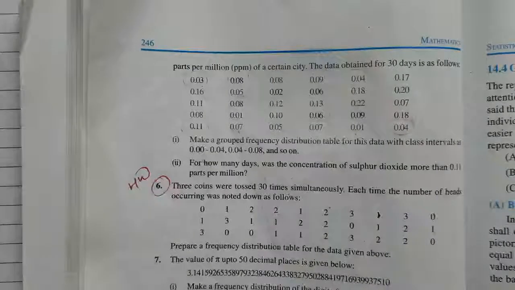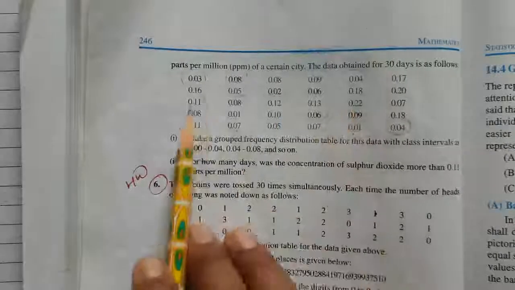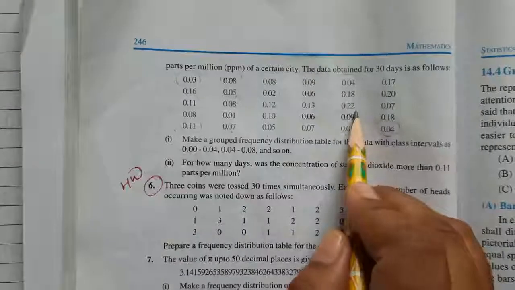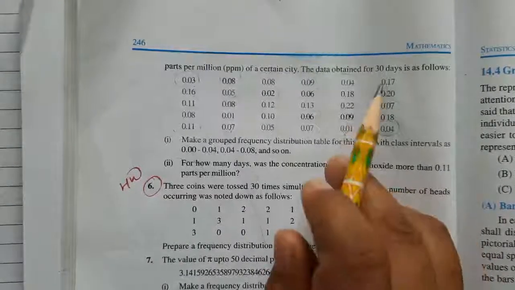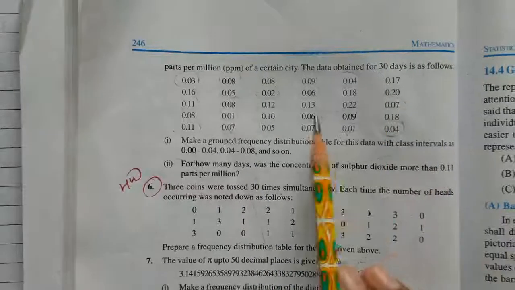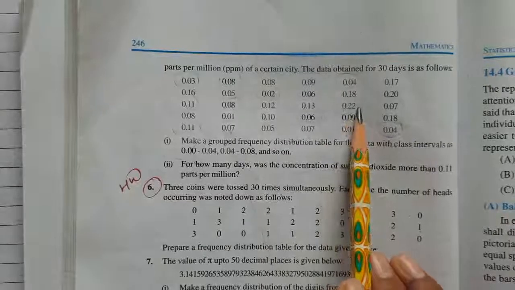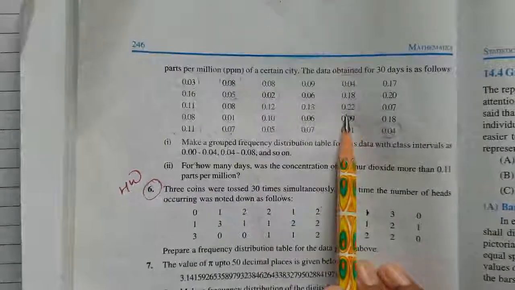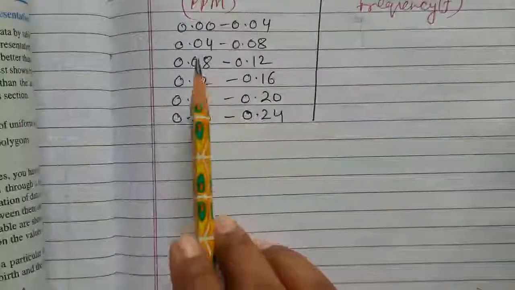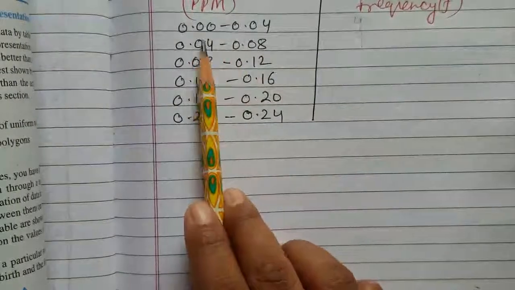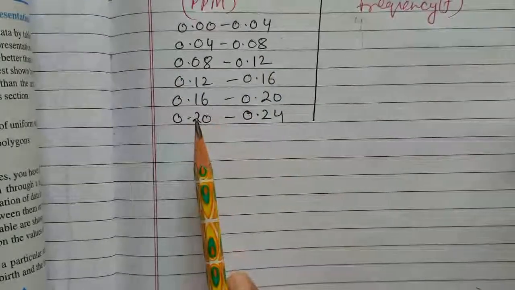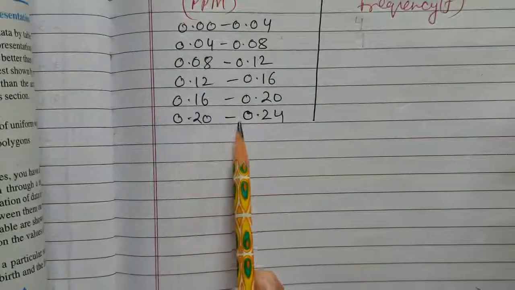First we will check which one is the highest value in the given observations. In these observations, this one is the highest value, 0.22. So our class interval should go one or two values up to this observation. Let's see how we will make the class interval. We will start from here and go like this: 0.00 to 0.04 and so on, and our last class interval will be 0.20 to 0.24.